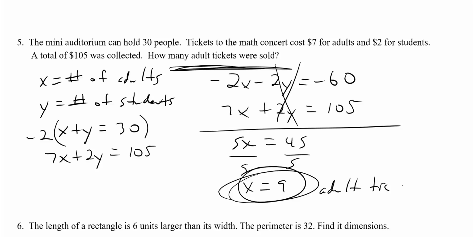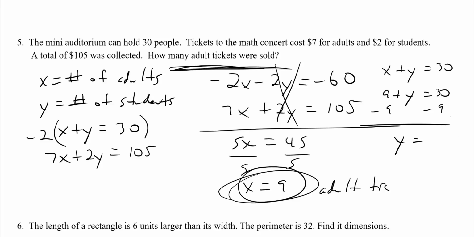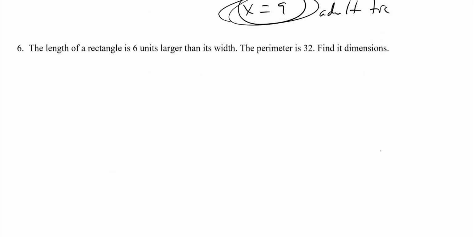tickets. And again, if I wanted to find out the number of student tickets, I plug it back into x plus y equals 30. So plug in the 9. So 9 plus y equals 30. Subtract 9. y is equal to 21. Okay, so 21 student tickets. Okay, not bad. Let's do the last one here.